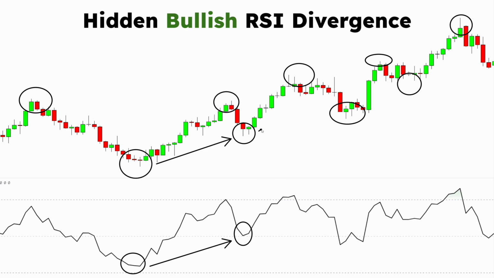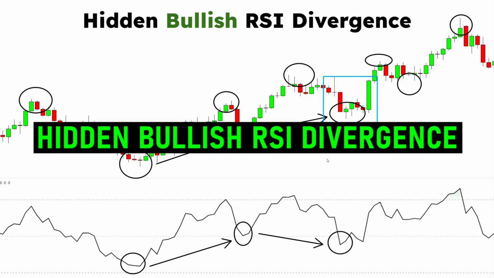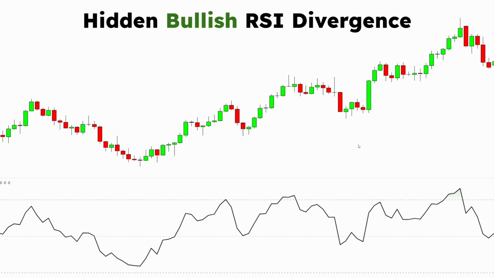But if you take a look at the next low to the next higher low, we can actually see that in this case, the indicator prints a lower low. So here, the price prints higher lows, while the indicator prints a lower low. So this right here is our hidden bullish divergence. And remember what it indicates. It indicates a continuation to the upside.